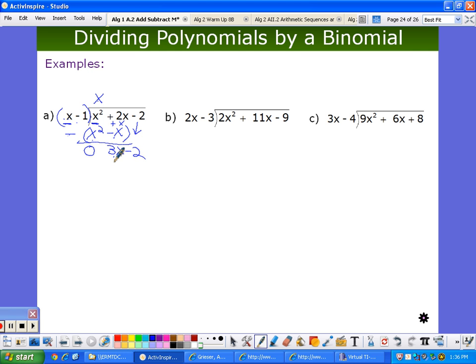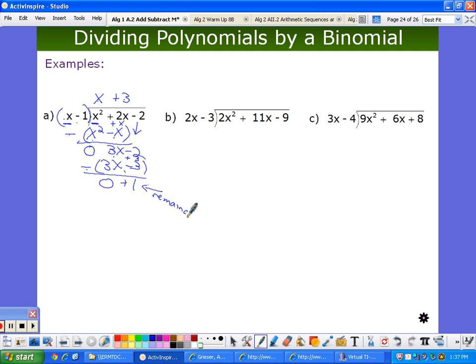x times what is 3x? Plus 3. Multiply step, 3x. 3 times minus 1 is negative 3. My very careful subtraction step. 3x minus 3x, again, I always should be getting zeros there. Now I'm really paying attention. Negative 2 minus negative 3, that's a plus 3, right? So negative 2 plus 3 is 1. This one has a remainder.